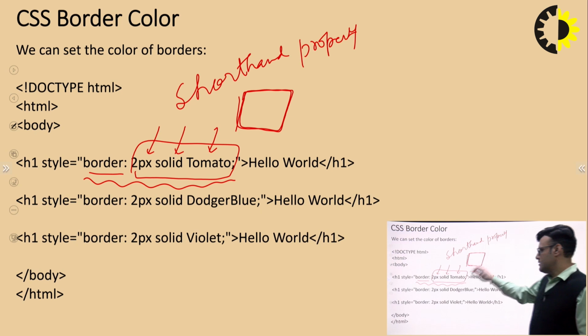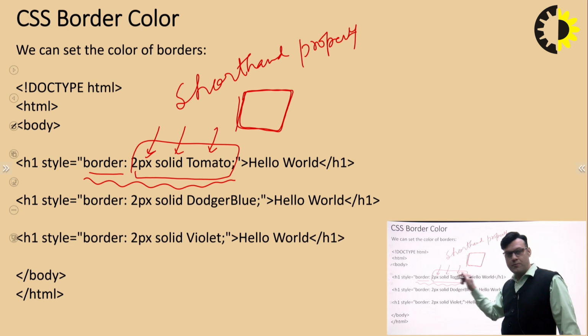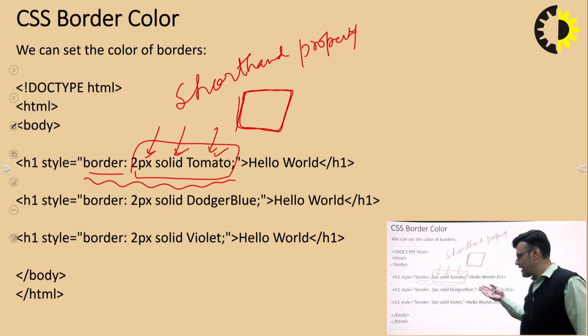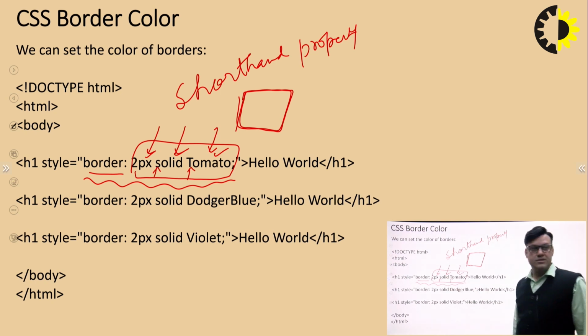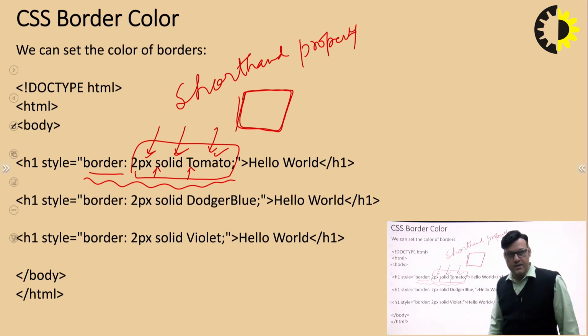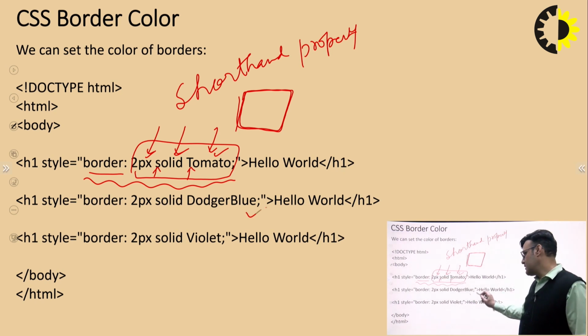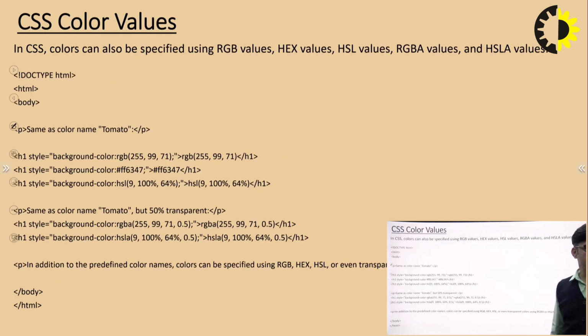Otherwise it would be time consuming to write: this is the first line, then we put a semicolon, then we set this property, again put a semicolon, then set this property for border only. So in short, we can write it in one line after leaving a space between them. This is a shorthand property example also. So this hello world will be displayed in a border 2 pixels wide, solid and tomato. Similarly, this hello world will reflect these properties. So these are the CSS border colors.